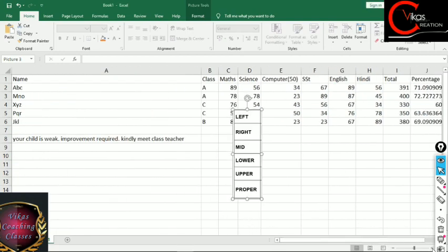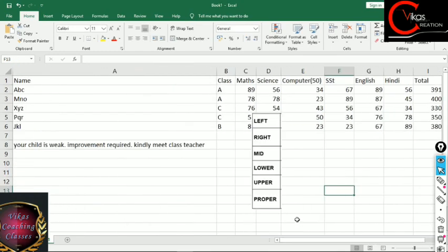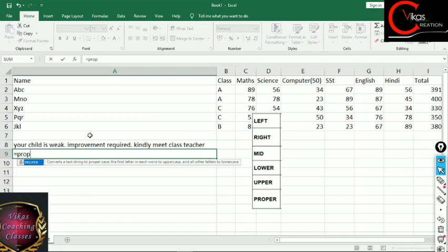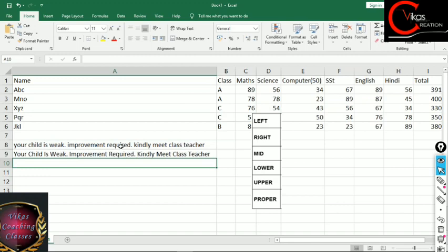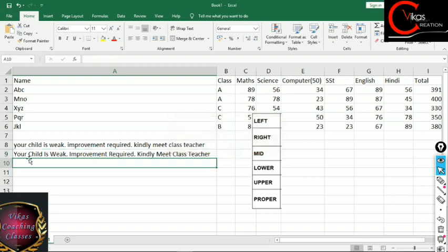Just one more zoom. Now it's fine. So for using the proper function in this cell, I am writing equals to proper. ब्रैकेट ओपन करना है, इसको सिलेक्ट करना है, प्रेस करना है, एंटर कर दो, बस फटाफट से काम खत्म. So as you can see, when I have clicked on this proper case, now all these words, जिसके पहले स्पेस था वो कैप्स में आ रहे हैं. Fine. So it is the use of this proper function.